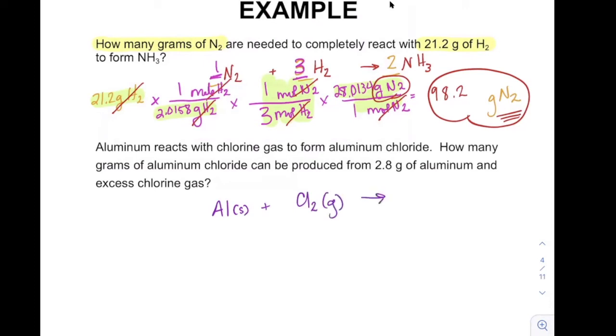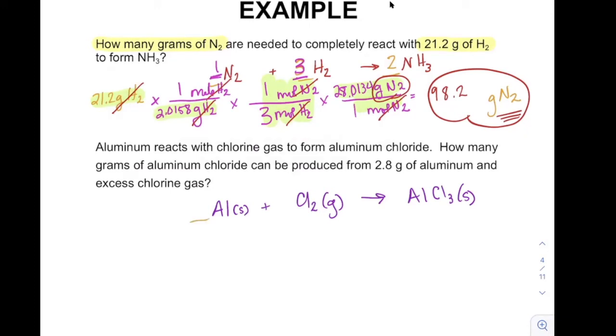So remember, aluminum is +3 and chlorine is -1. So if we do the crisscross, it's going to be AlCl3, and that actually is also a solid. You don't need to worry about phases in this part of the course. If you have them, use them, great, but you don't need them.